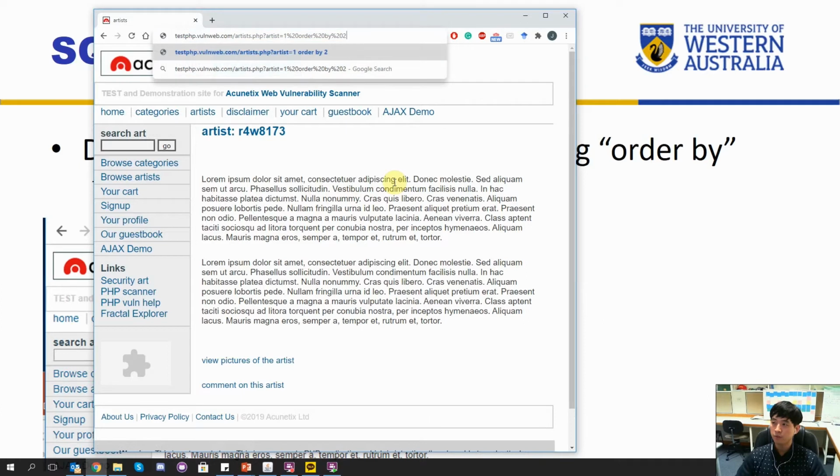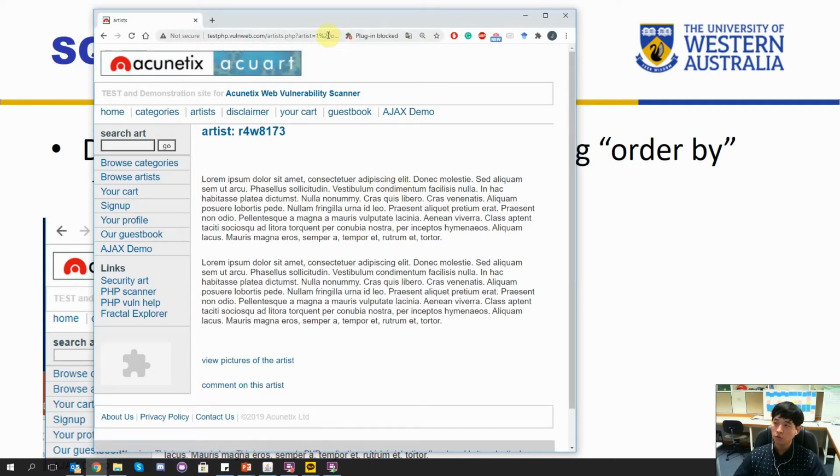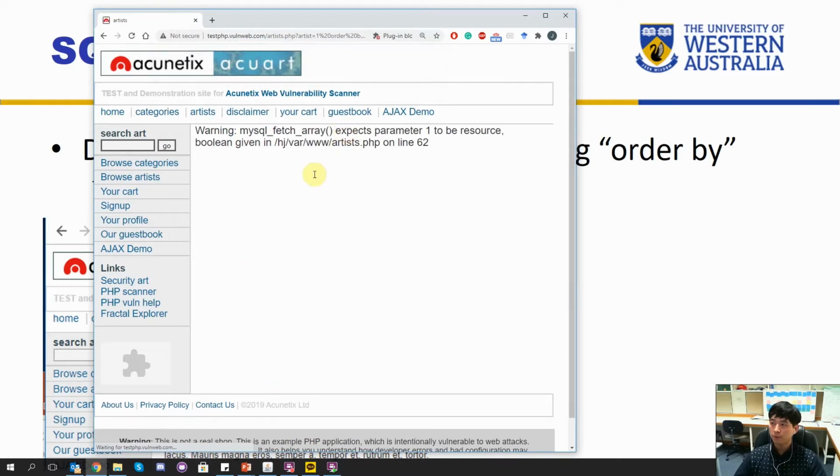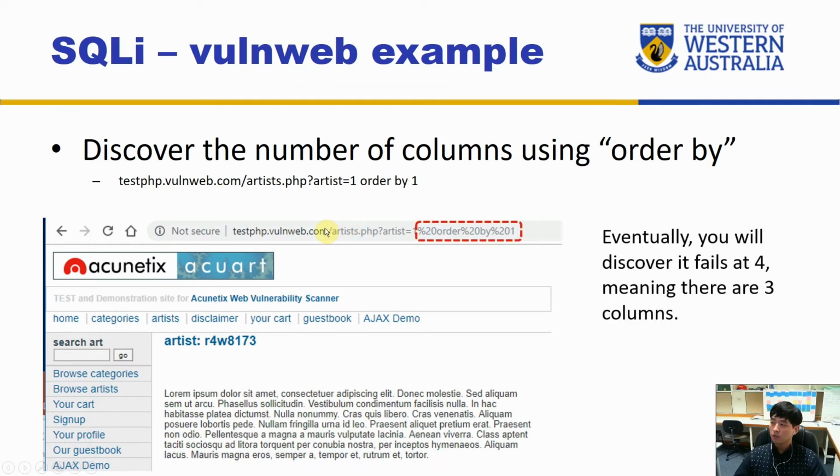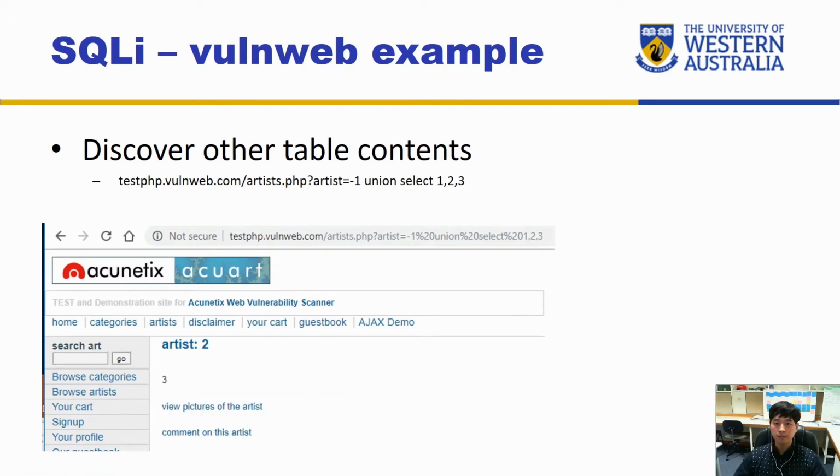Instead, maybe try 2. It's going to do the same. Eventually you try 3, and then 4, and this is going to give us an error. The point where you get an error is where it fails to match that many columns. Therefore, the one you just tried before, in this case 3, means our table has 3 columns.